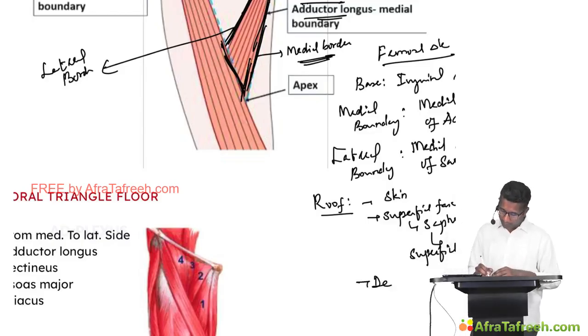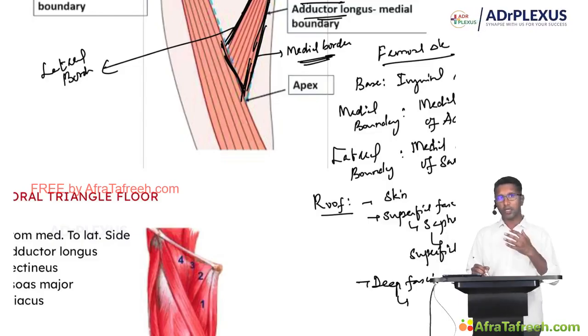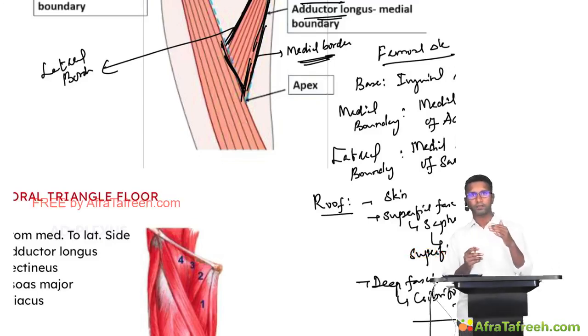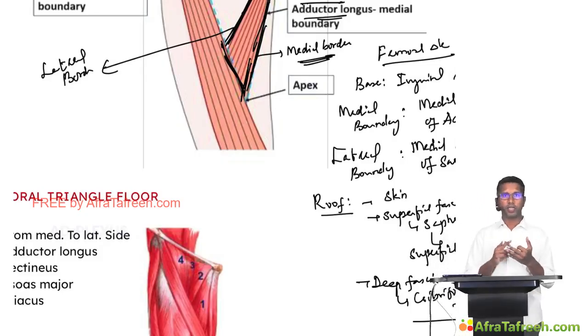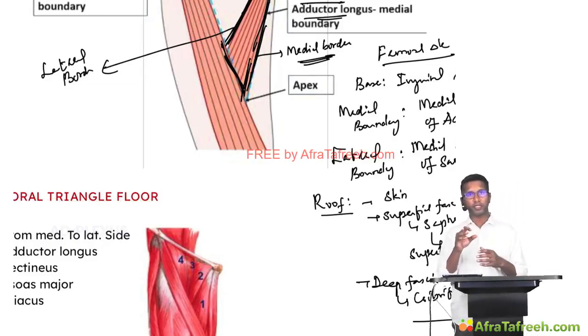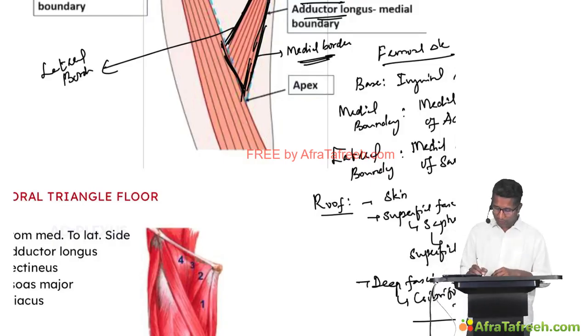Next comes the deep fascia. Deep fascia gets modified around the femoral vein to form a fascia called the cribriform fascia. So the roof of the femoral triangle is formed by skin, superficial fascia, and deep fascia, and this deep fascia is in the form of a cribriform plate-like appearance over the femoral vein, called the cribriform fascia. So this forms the roof of the femoral triangle.